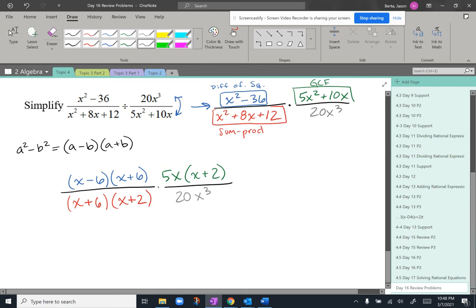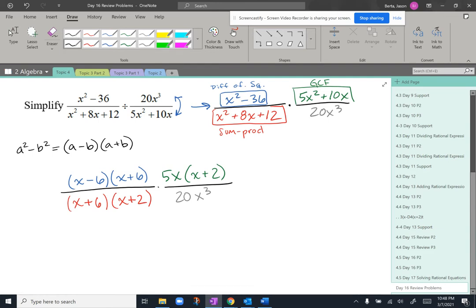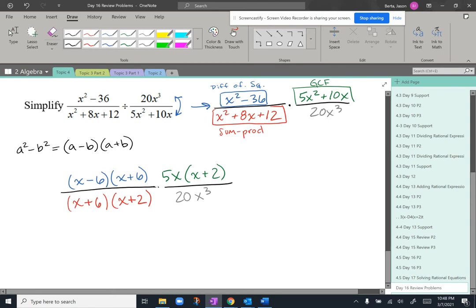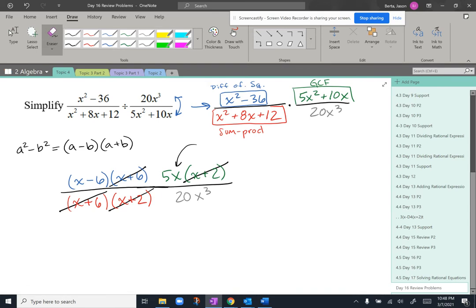So now comes the fun part, I think. We can just compare the numerators and denominators. And when you multiply something, you're just multiplying straight across the numerator and denominator. So we've got a nice big fraction here. I see x plus 6 in both the top and the bottom. I see x plus 2 in both the top and bottom. I see a standalone x here. What can we do with that?